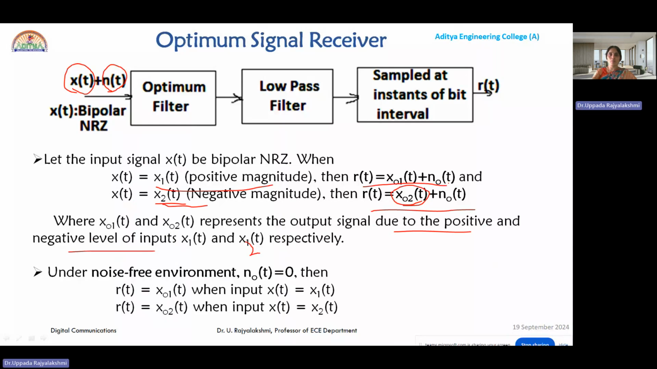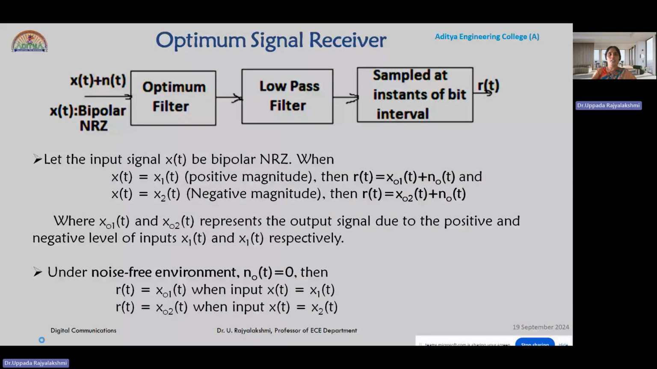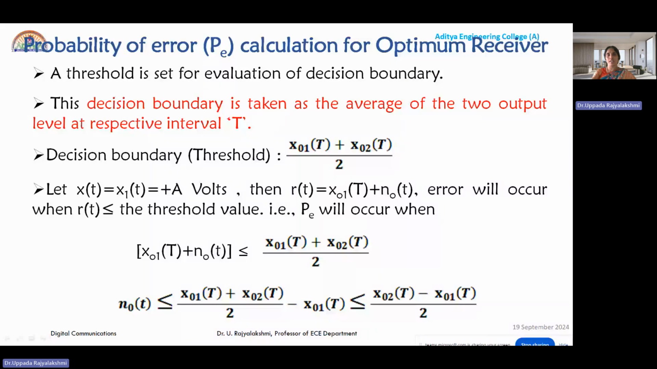For example, if we assume a noise-free, ideal environment, r of t will be directly equal to x0 1 of t when x of t is x1 of t, that is, due to the positive level of input. And for the negative level of the input, r of t is x0 2 of t. In the baseband signal receiver, while calculating the probability of error, we considered the threshold value as 0. But here we are assuming the decision boundary or the threshold as the average of the two output levels, that is x0 1 of t plus x0 2 of t by 2.